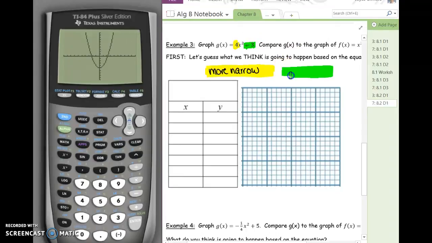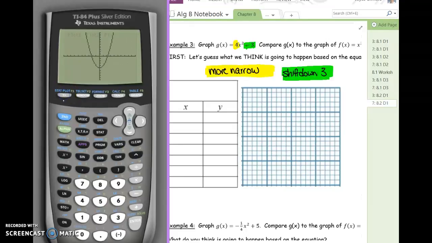It's going to move the whole graph down 3. So shift down, oops, forgot a letter, down 3 units. All right, let's plug it into our graph and see what happens. So this time it is 4x squared minus 3. Does this graph look more narrow and shifted down? Yes, it does.